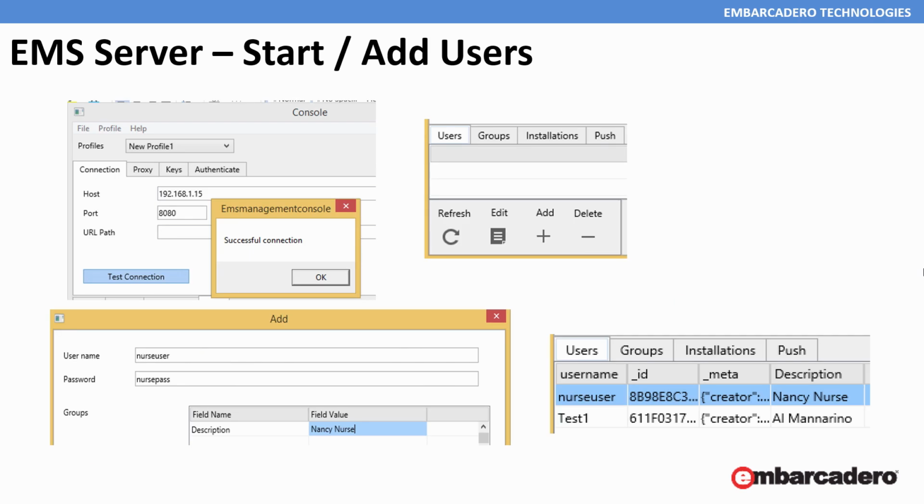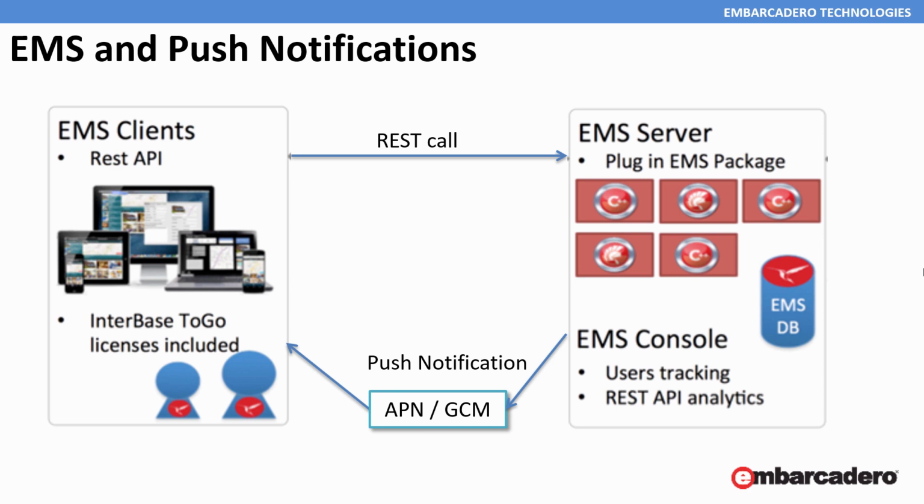The EMS server comes with a management console, both for development and for production. It allows you to start the EMS server, add users, create groups, look at your users, and so on. And as I mentioned, EMS supports push notifications for both Apple push notifications and Google Cloud messaging. So if you have mobile clients and you want your application packages and your business logic to push notifications and information to the mobile clients, you can do that yourself through EMS or through the console or through code that you write inside of your business logic.